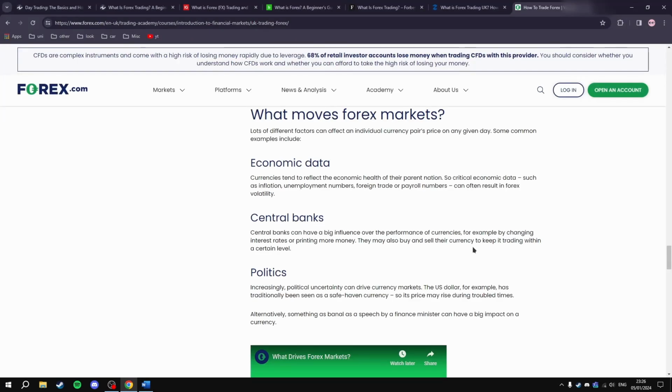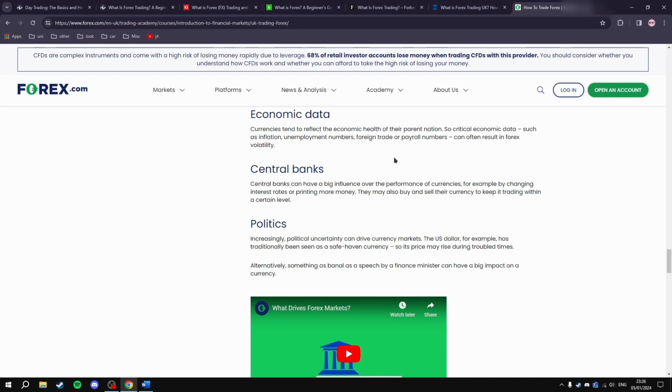So economic data. Currencies tend to reflect the economic health of the parent nation. Critical economic data such as inflation, unemployment numbers, foreign trade or payroll numbers can often result in Forex volatility.